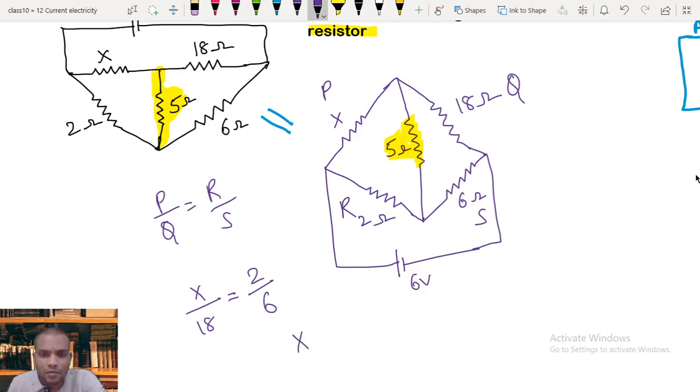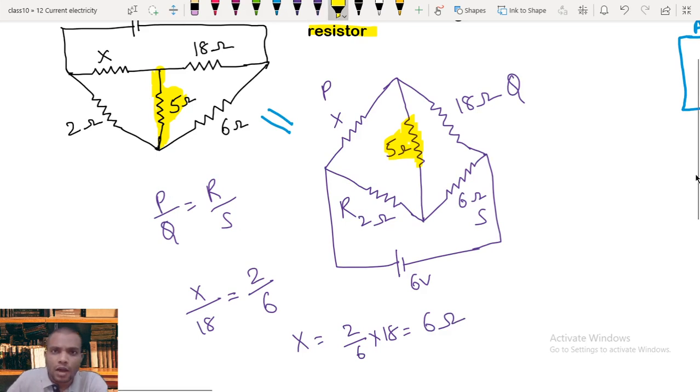Now get the value of X. X equals 18 times 2 by 6, which equals 6 ohm. So the unknown resistance value we needed to find is 6 ohms.